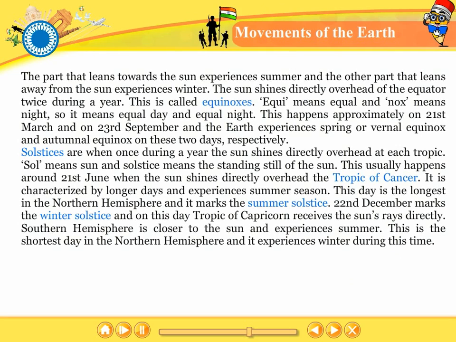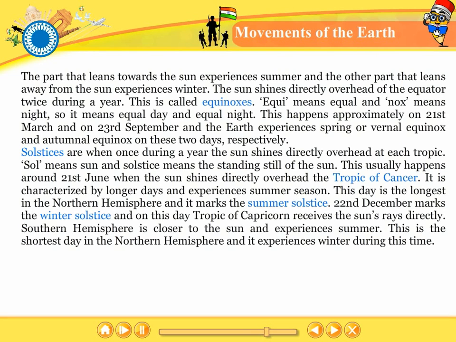The part that leans towards the Sun experiences summer and the other part that leans away from the Sun experiences winter. The Sun shines directly overhead of the equator twice during a year. This is called equinoxes. Equi means equal and nox means night. So it means equal day and equal night. This happens approximately on 21st March and on 23rd September, and the Earth experiences a spring or vernal equinox and autumnal equinox on these 2 days respectively.